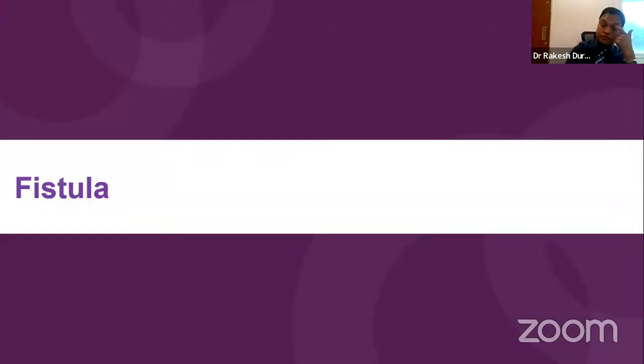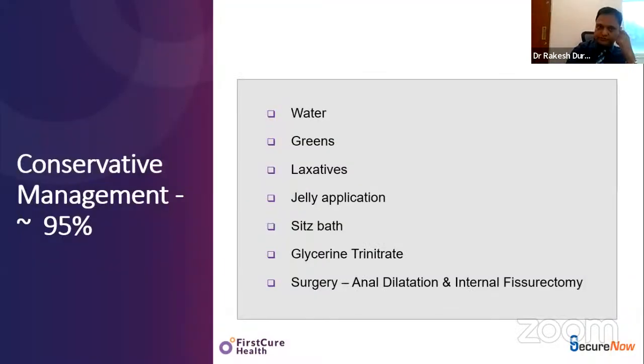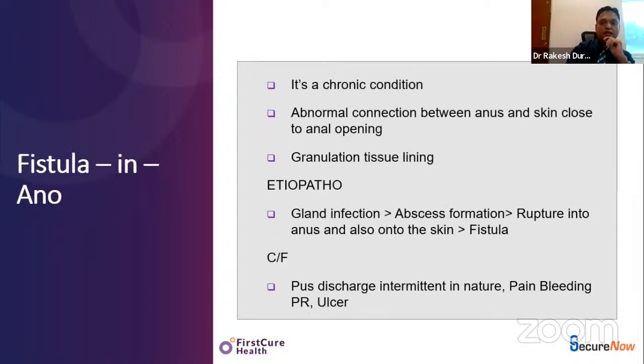So now let's come to the last portion of our talk, which is the Fistula-in-Ano. That means an extra passage. What is the Fistula-in-Ano? Fistula-in-Ano is actually a chronic condition in which there is an abnormal connection between the outside skin and the inside rectum or the anal canal, which is lined by granulation tissue. That means it is a full-fledged pipe, an extra connection from the back passage, which forms another tract from the side of it. This is called Fistula-in-Ano.